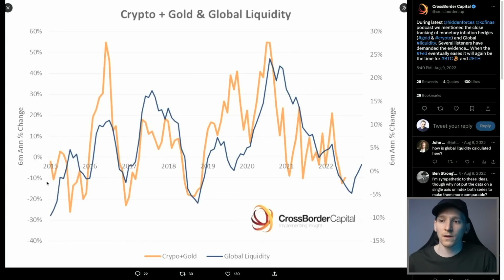So as you can see, there's a big correlation here between the crypto market cap and gold and global liquidity. The correlation is quite strong. And as you can see, as liquidity draws down, that's not good for assets. That's recessionary, and asset prices usually fall. And when global liquidity is getting pumped up, asset prices usually go up as well, like I've just said.